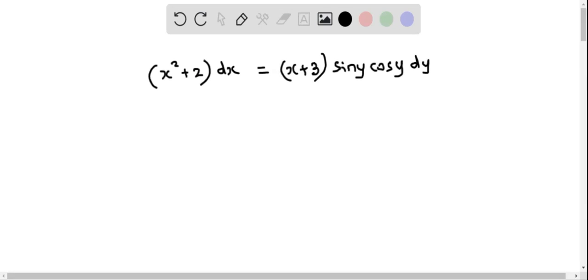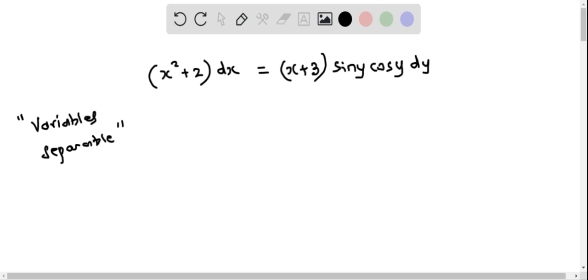Let's solve this differential equation. We have (x squared plus 2) dx equals (x plus 3) sine y cos y dy. So this can be solved using the variables separable method. In this method, we have to separate all x terms to one side and all y terms to the other side, and then integrate and find the solution.